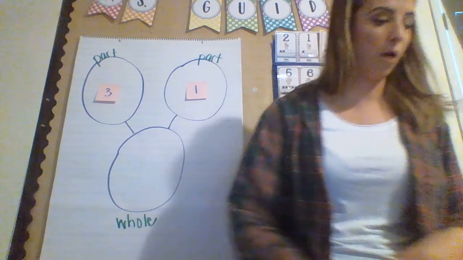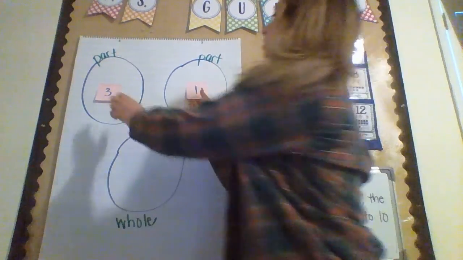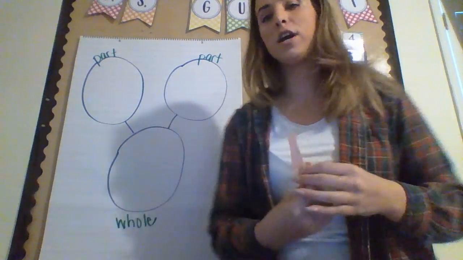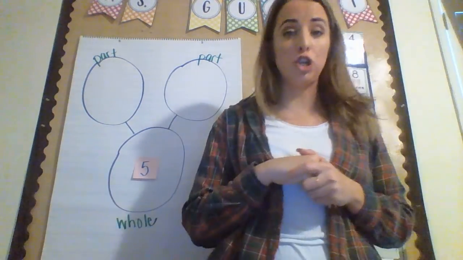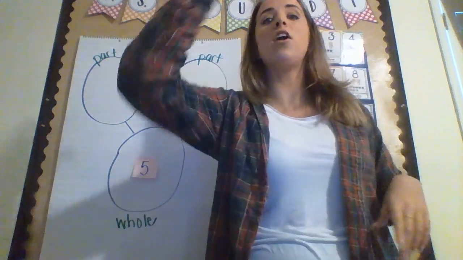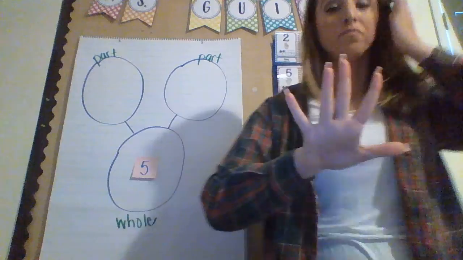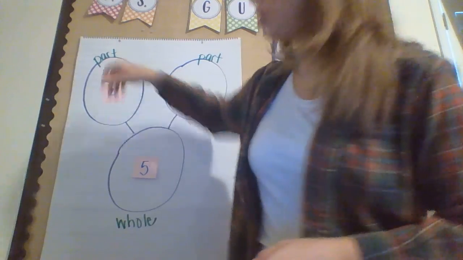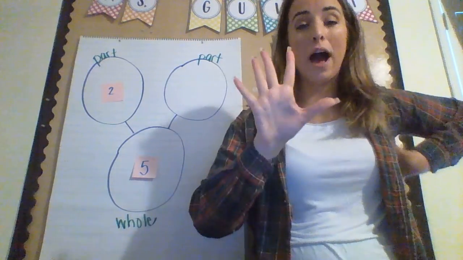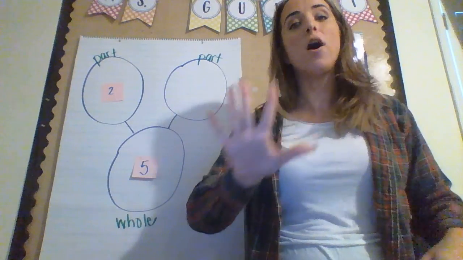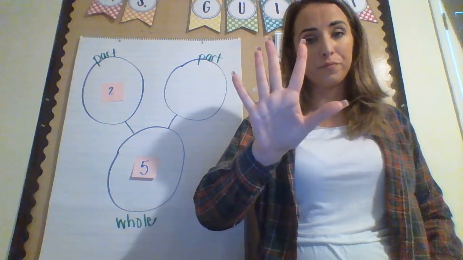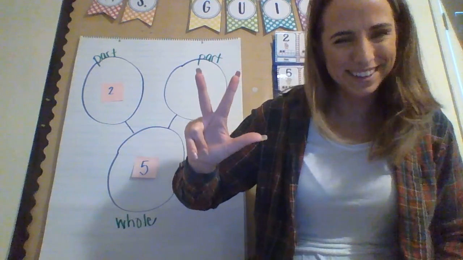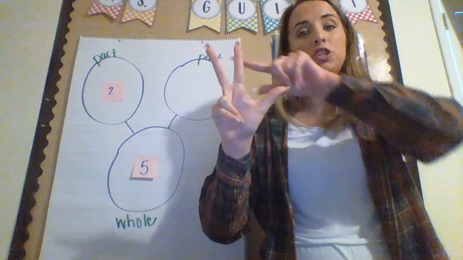All right, let's keep going. Here we go. Now my whole is going to be 5. How many fingers should you be putting up right now? 5. In all, I have 5. Okie dokie. All right, so I know one of my parts is 2. I have 5, but I know one of my parts is 2. So how many fingers am I going to put down? 2 fingers. So how many do I have left?